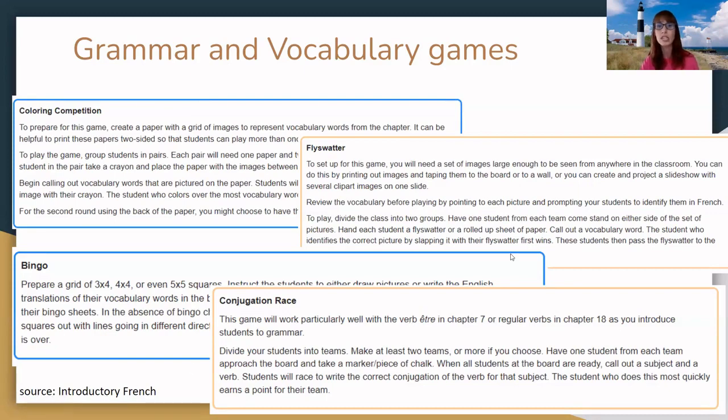So you don't have to be teaching introductory French. If you're teaching Spanish, you could jump into introductory French and check them out. So that's there for you.